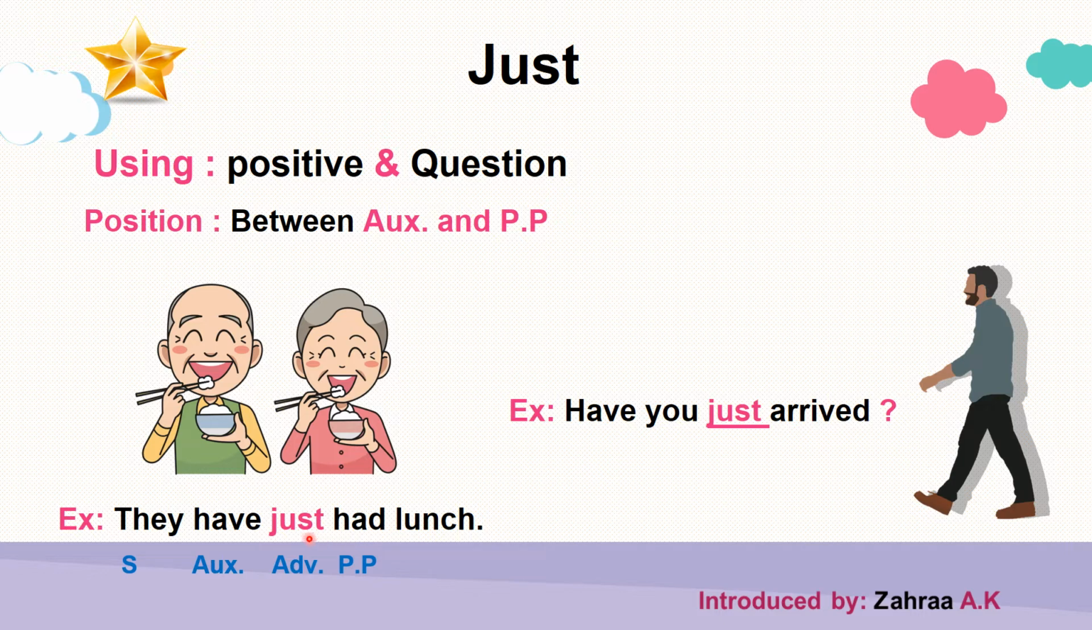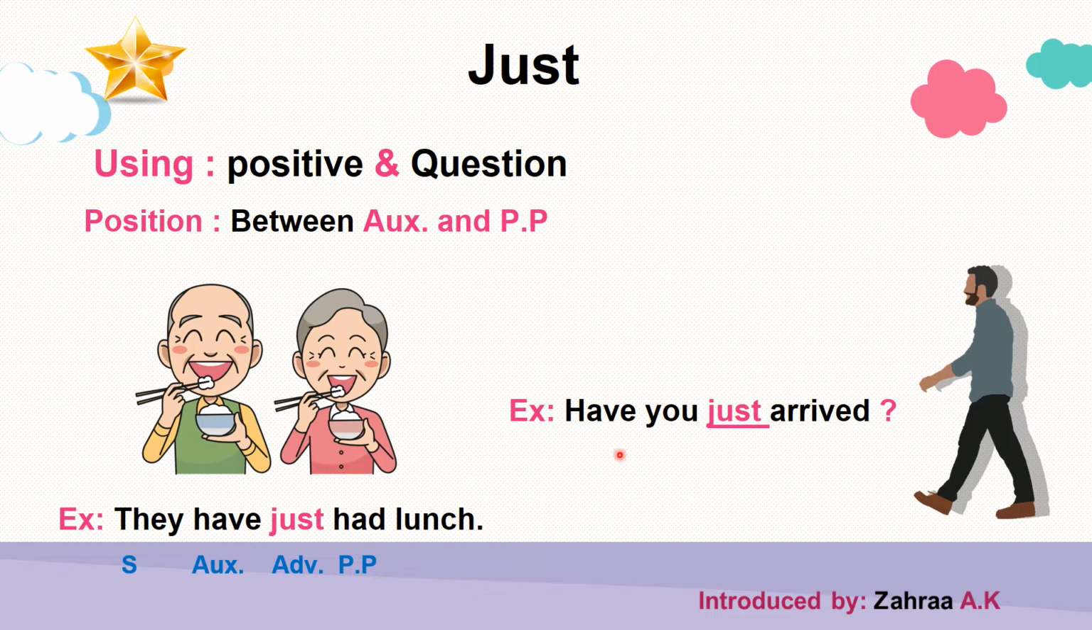إذن just, the adverb, we must focus on the adverb that is just. لاحظ الadverb وهو just between auxiliary and past participle. قلنا بأن هو ما بين الفعل المساعد والتصريف الثالث للفعل، نلاحظ بين الفعل المساعد وهو have وبين الpast participle وهو had. إذن: they have just had lunch. Between the auxiliary and the past participle, just in the positive way. في حالة الإثبات يبقى مكانه ما بين الauxiliary والpast participle.